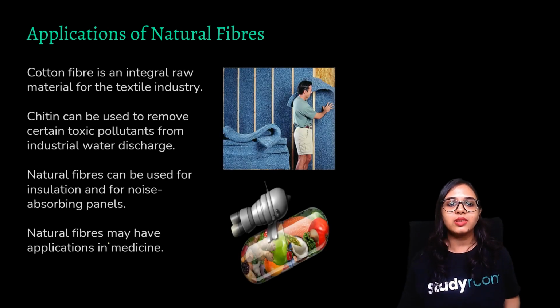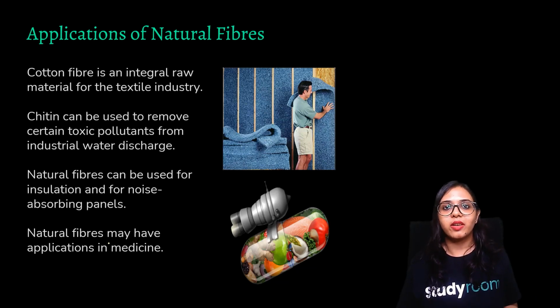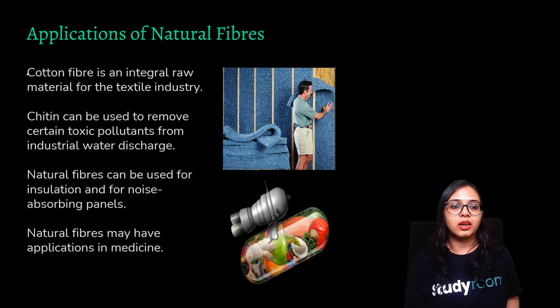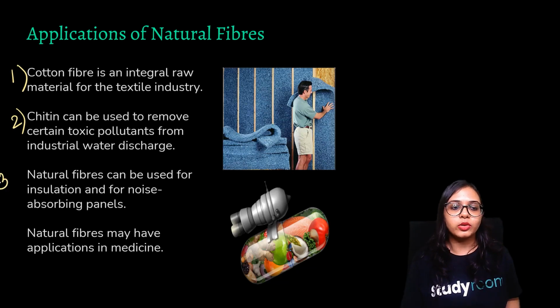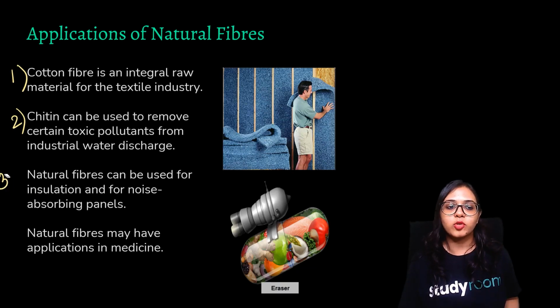Applications of natural fibers. We will look at how natural fibers are used by man. Cotton, like I told you, is an integral raw material for the textile industry. From cotton, we get cotton clothes, which are super convenient, comfortable, and light to wear in the season of summer. Chitin can also be used to remove certain toxic pollutants from industrial water discharge. Natural fibers can also be used for insulation and for noise absorbing panels.